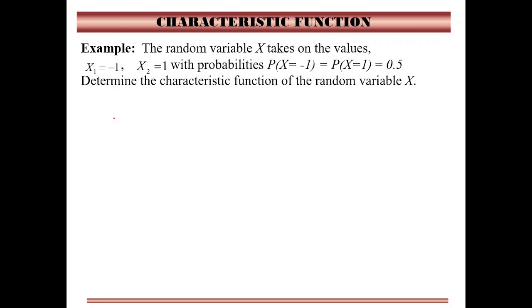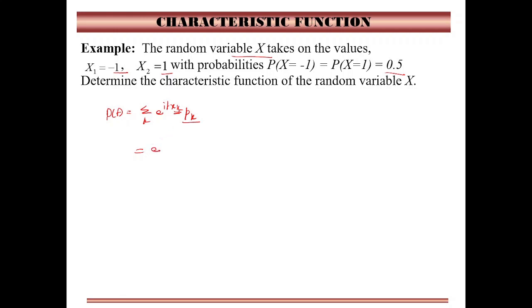Let's see an example for finding the characteristic function of a random variable. Given that the random variable x takes on the values minus 1 and 1 with the probability value 0.5, find the characteristic function of the random variable x. We know that the characteristic function of a discrete type random variable is phi(t) is equal to summation over k e power i t x_k into p_k. Now, this x_k takes the values minus 1 and 1. This p_k takes the values 0.5. Substitute here and sum it.